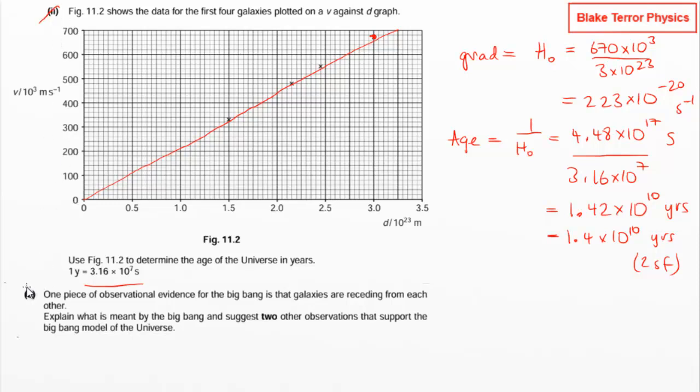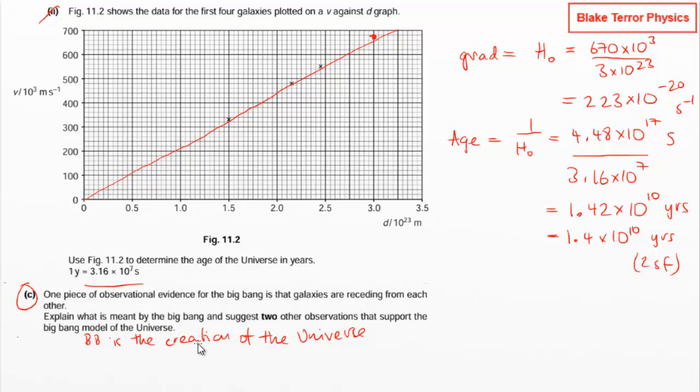One last bit on here. One piece of observational evidence for the Big Bang is that galaxies are receding from each other. Explain what is meant by the Big Bang and suggest 2 other observations that support the Big Bang model of the universe. Now, you don't have to go into great detail on these. You're just getting a mark for each statement, so you don't need a lot. As simple as saying that the Big Bang is the creation of the universe will be enough to get you a mark.